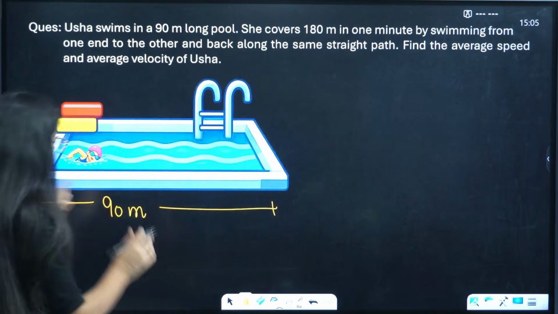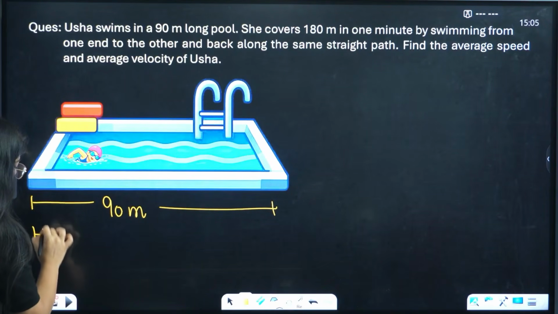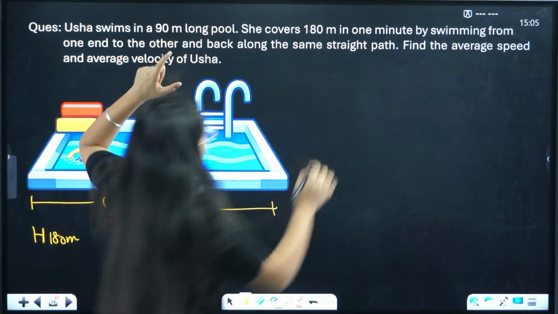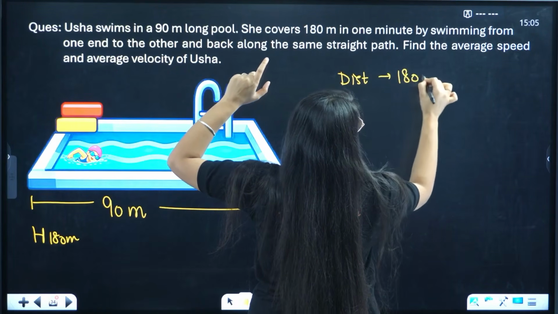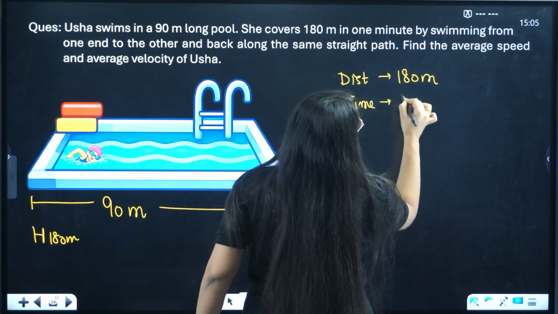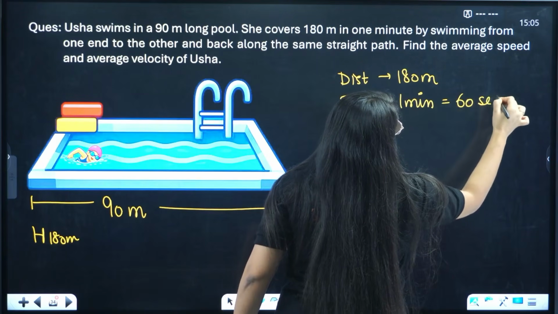She covers, so that means she went here and she came back. So the total distance after she comes back here will be 180 meters. So the total distance she traveled was 180 meters. Done. In 1 minute. Time is also given. So time will be 1 minute, or you can write, in 1 minute we have 60 seconds.